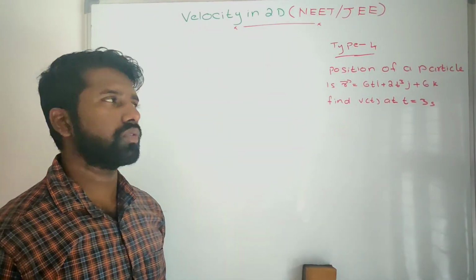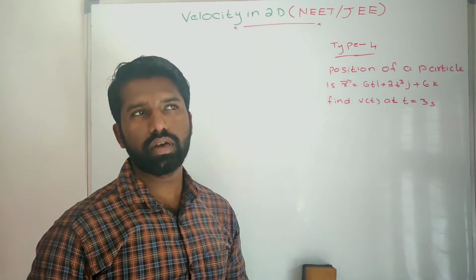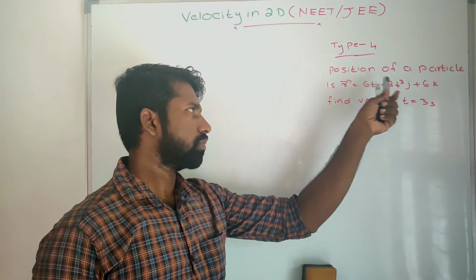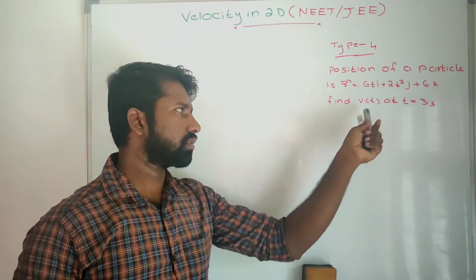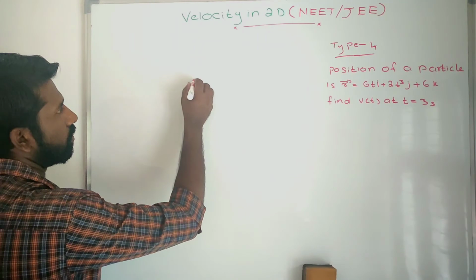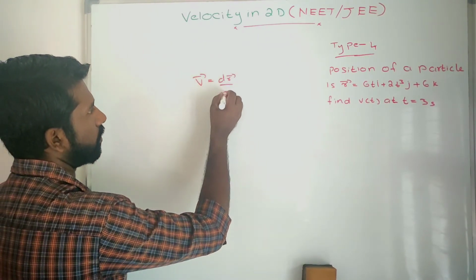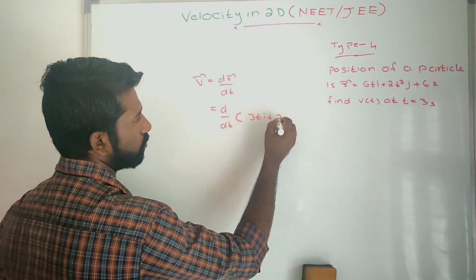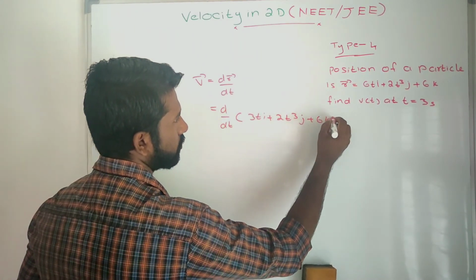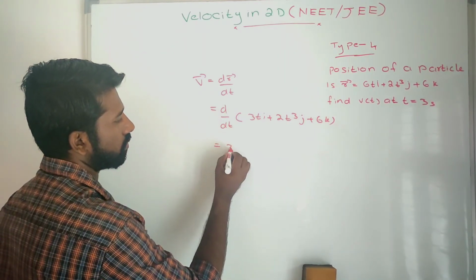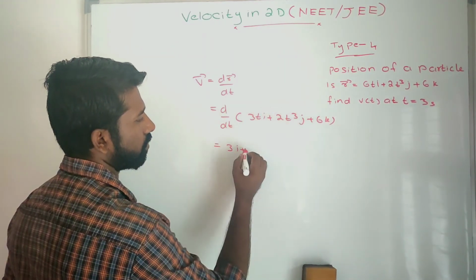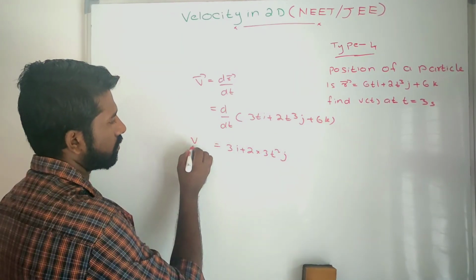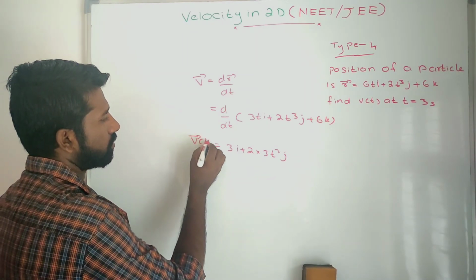This is the type 4. Position of a particle is r vector equal to 3ti plus 2t cube j plus 6k. Find the velocity at t equal to 3 seconds. Velocity is equal to dr divided by dt. So d by dt of r is 3ti plus 2t cube j plus 6k. Okay, derivative of this is 3i we will get, plus derivative of this is 2 into 3t square j we will get. Okay, this is the velocity at t instant.